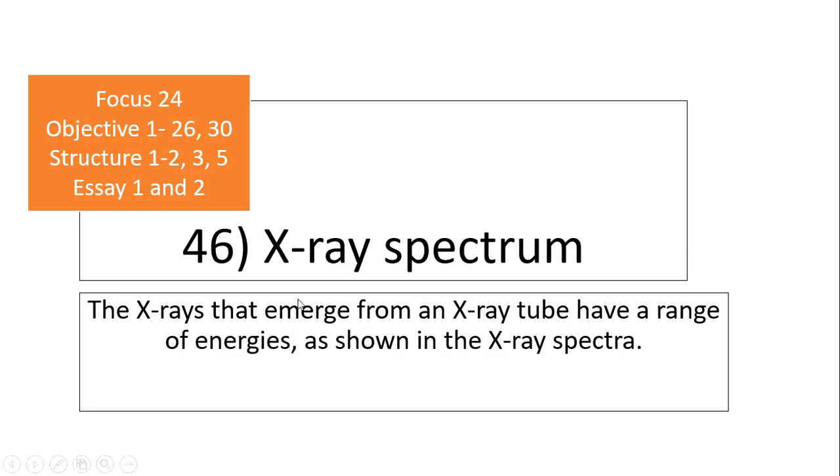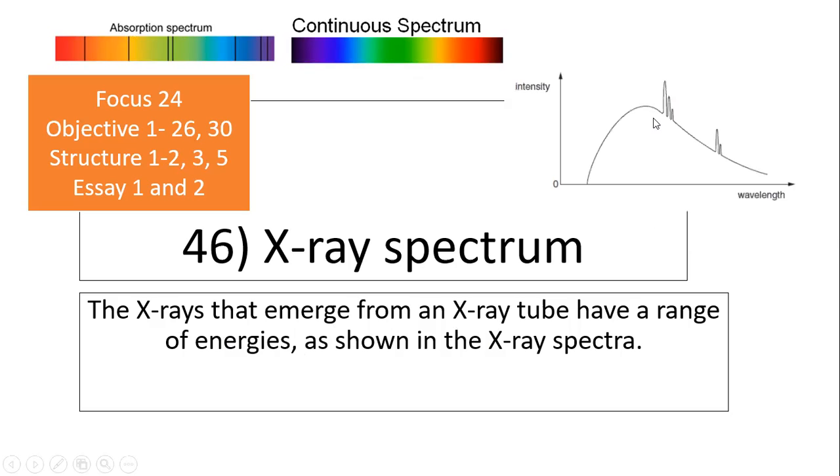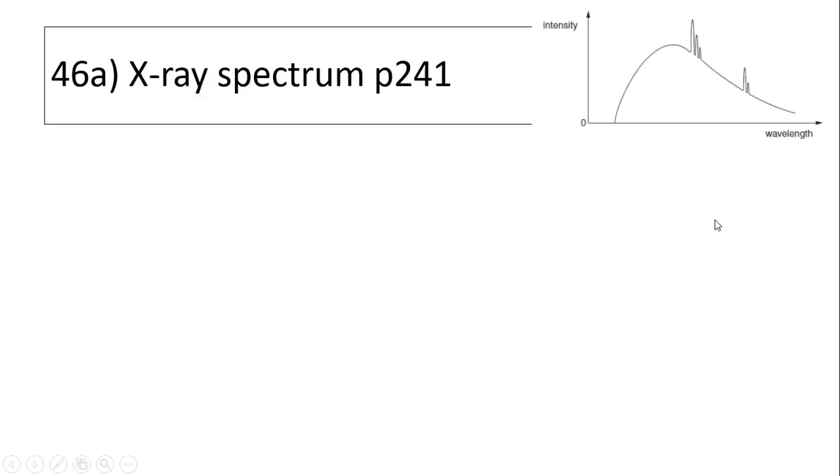Okay, X-ray spectrum. X-rays that emerge from the X-ray tube have a range of energies, as shown in the X-ray spectra. We cannot see it like a colored light. This is a continuous spectrum. We can view light with our eyes, but X-rays we cannot, so we view them differently. We have a detector to detect for us. That's the intensity, that's the wavelength.